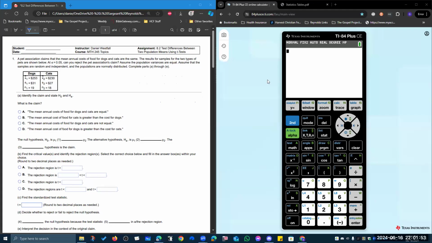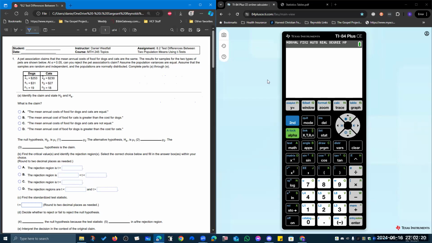In this video, we're going to test differences between two population means using the t-test from 8.2. The Pet Association claims that the mean annual cost of food for dogs and cats are the same. The results for the samples for the two types of pets are shown below in this table. At the alpha equals 0.05, or 5%, level of significance, can you reject the Pet Association's claim?